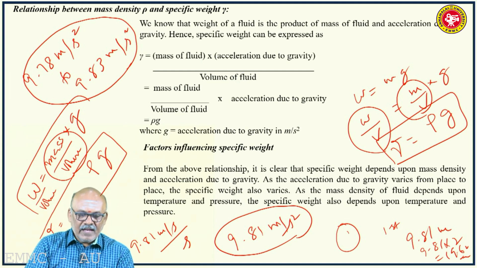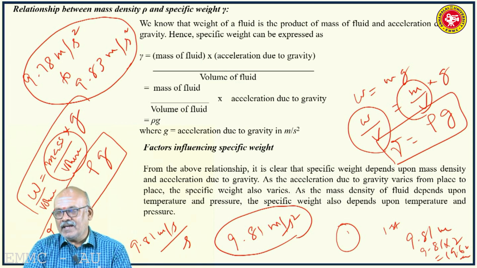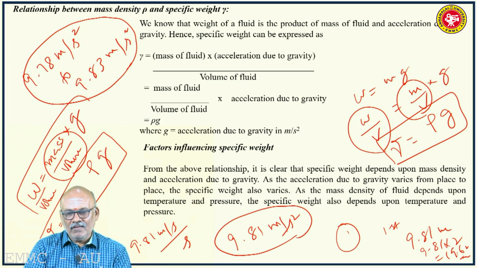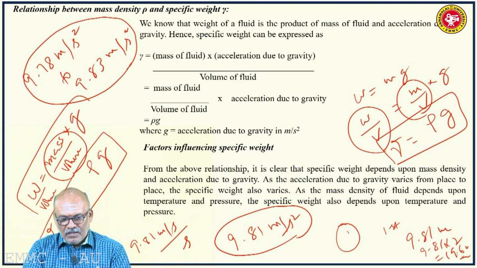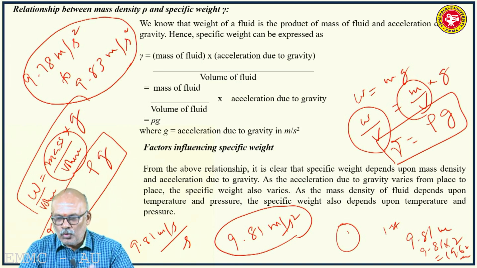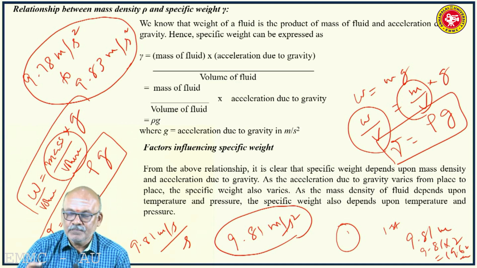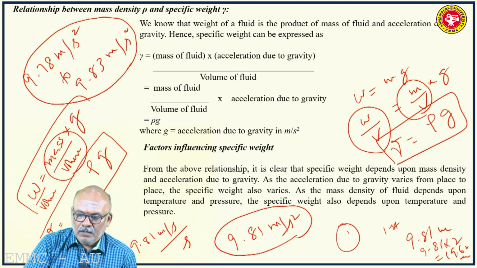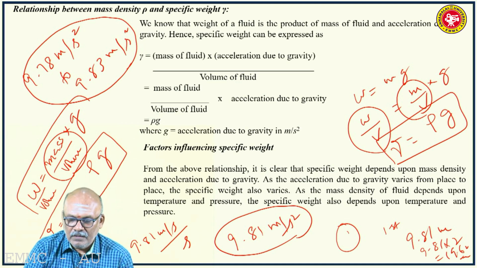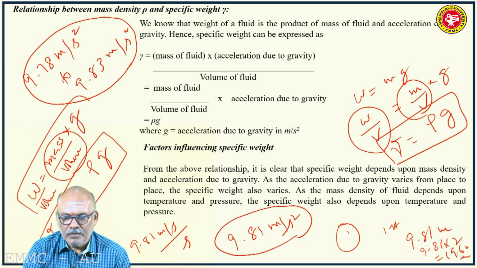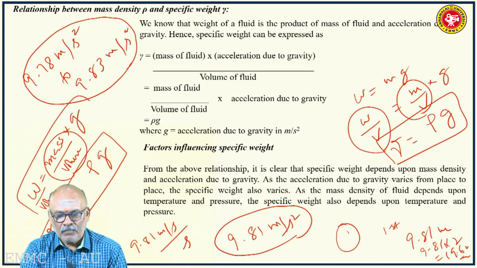So in the first second it is 9.81 meters, in the second second 9.81 becomes double, that is 19.62. In the third second, another 9.81 gets added. So it increases at the rate of 9.81 meters per second. So that is the physical meaning or concept of acceleration due to gravity.